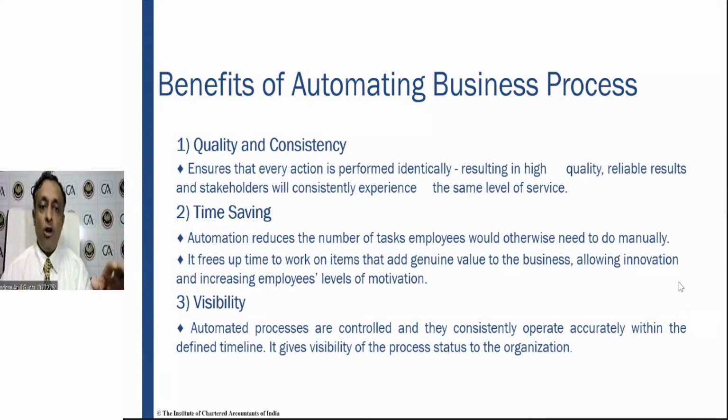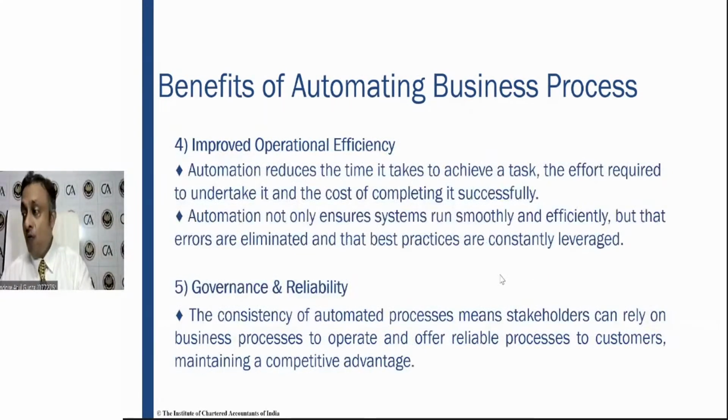Visibility. Automated processes are controlled and they consistently operate accurately within a defined timeline. Perfect. You can check. Then improved operational efficiency. Automation reduces the time it takes to achieve a task, the effort required to undertake it, and the cost of completing it successfully. So it's predefined. Everything is tracked through the system.